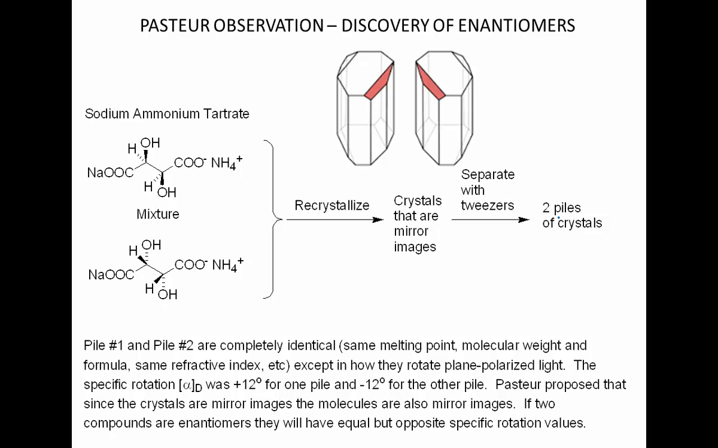And from here we have the famous relationship that if two compounds are enantiomers, they will have equal but opposite specific rotation values. This is a property of enantiomers. Okay, if one of them is plus x, its enantiomer will be minus x. Okay, so this was a very important discovery here.